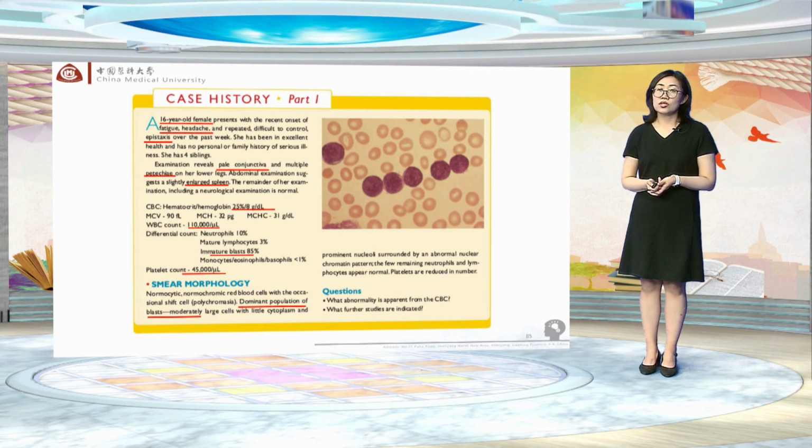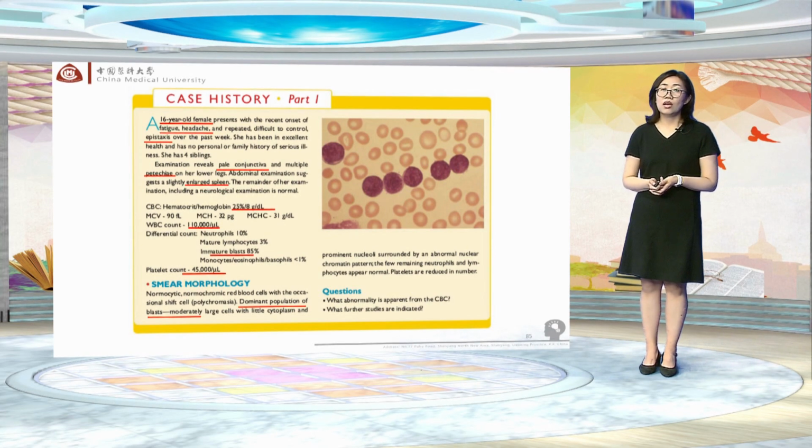The smear morphology shows normocytic, normochromic red blood cells with the occasional shift cell, polychromasia. There is a dominant population of blasts, which are moderately large cells with little cytoplasm and prominent nuclei, surrounded by an abnormal nuclear chromatin pattern. Platelets are reduced in number.